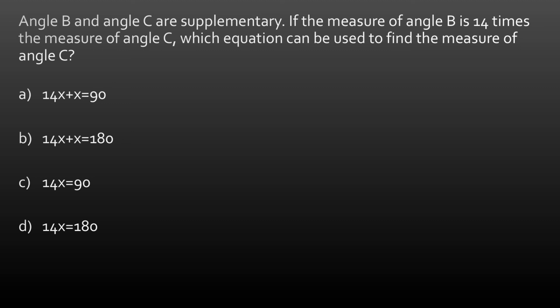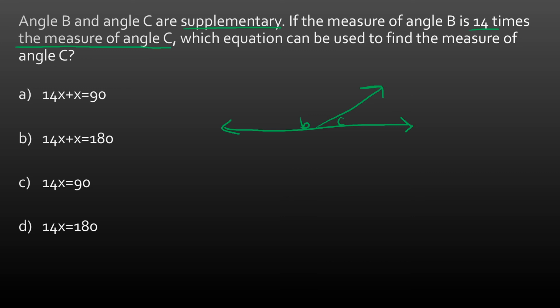Alright, our next question says that angle B and angle C are supplementary. So again, this word supplementary is going to tell us a lot about the setup of our problem. If the measure of angle B is 14 times the measure of angle C, which equation can be used to find the measure of angle C? So supplementary means that we have two angles that add up to 180 or a straight line. Okay, so I'm going to have angle B over here and angle C right here. It tells me that angle B is 14 times the measure of angle C.